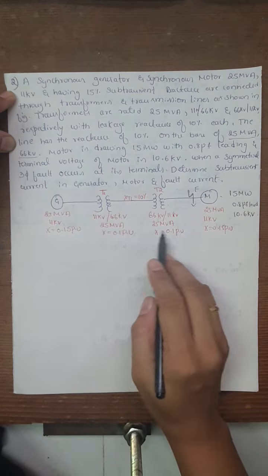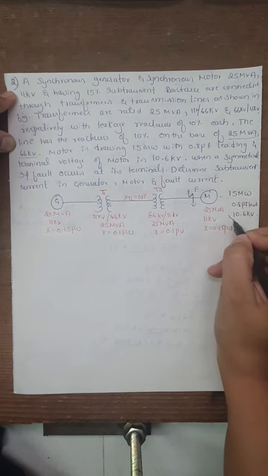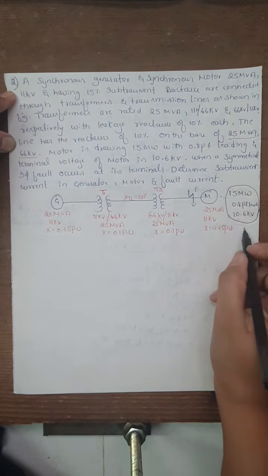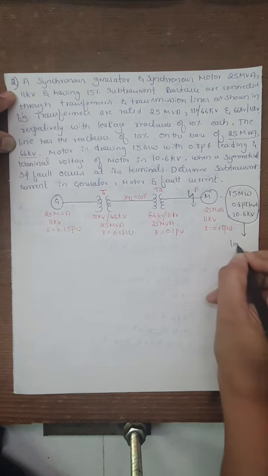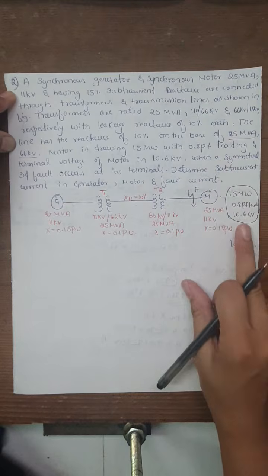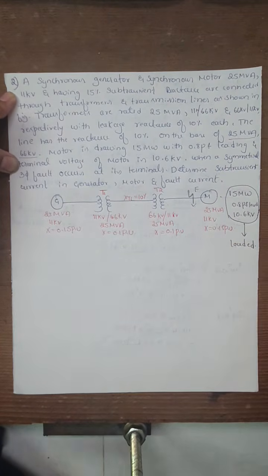Here I have written the ratings of all the components, and you have to observe that they have given the ratings of the load also. So it is understood that the given system is loaded. From the given data itself, you need to clarify whether the system is loaded or unloaded. Now we'll proceed with the steps.